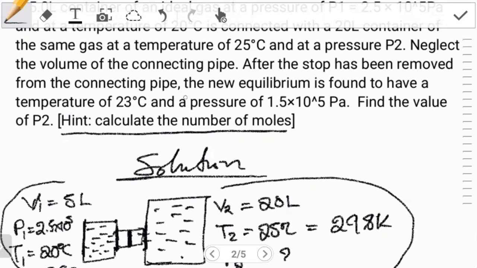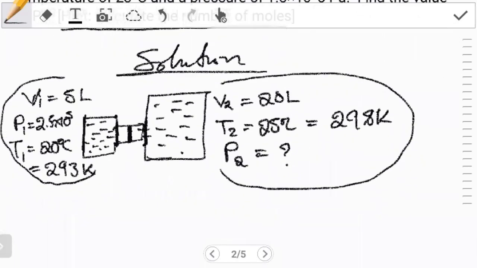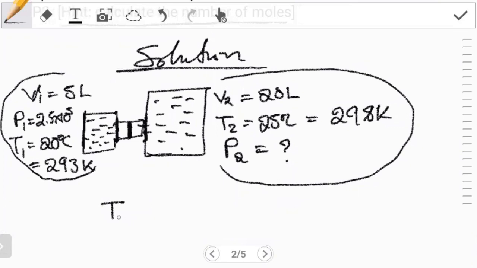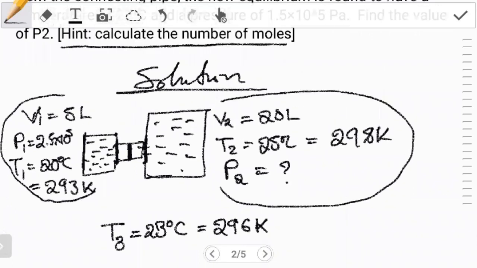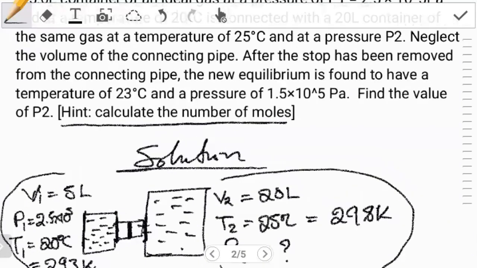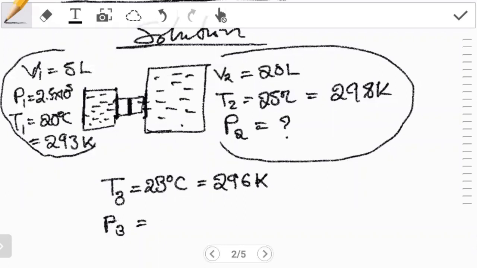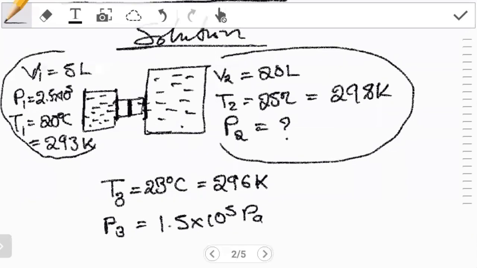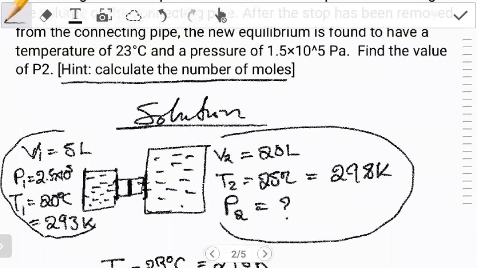the temperature of 23 degrees Celsius. So they're saying after, we now have a temperature, you can even call this T3. This is now 23 degrees Celsius. So of course, in kelvins, this is going to be 296 kelvins. And then if we go back to the question, they're saying the pressure of 1.5 by 10 to the power 5 pascals. So the pressure P3, they're saying this is 1.5 by 10 to the power 5 pascals. Anything else? That's all. The next part, they're saying find the pressure P2.